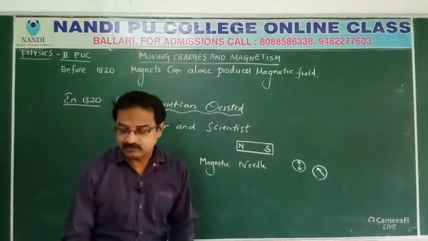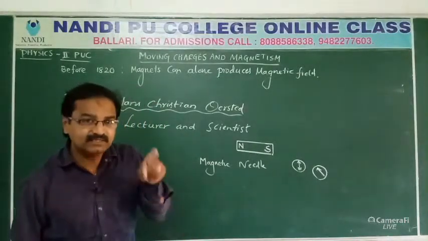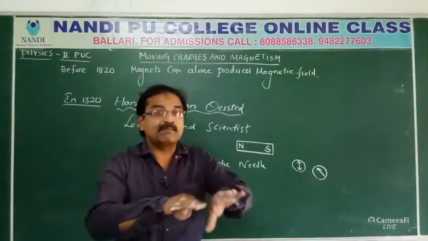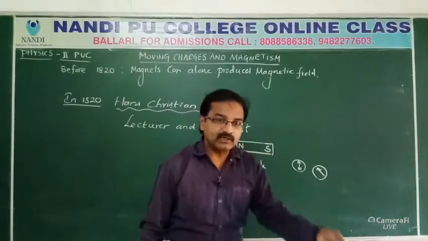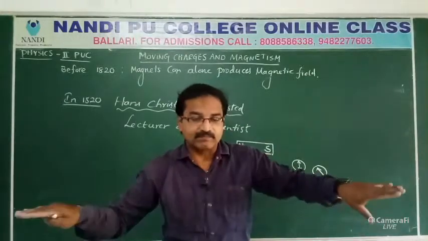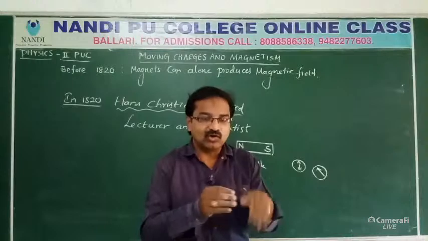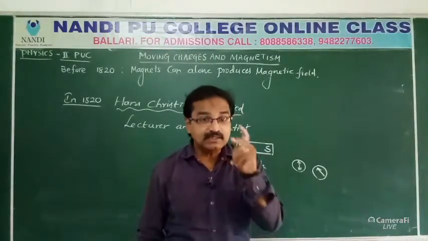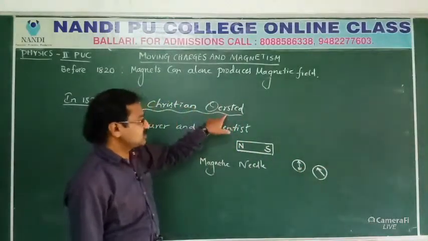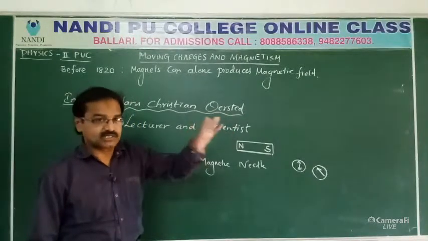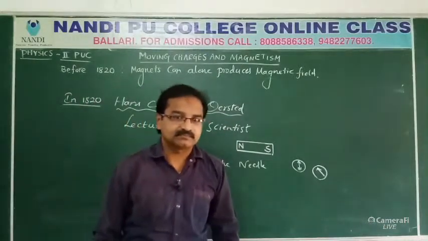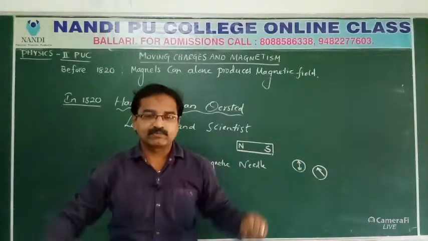Okay, just listen, children. Before 1820, our scientists thought that electricity and magnetism were entirely separate topics. Means they do not depend on each other. But in the year 1820, a lecturer cum scientist named Oersted. Remember as Oersted.